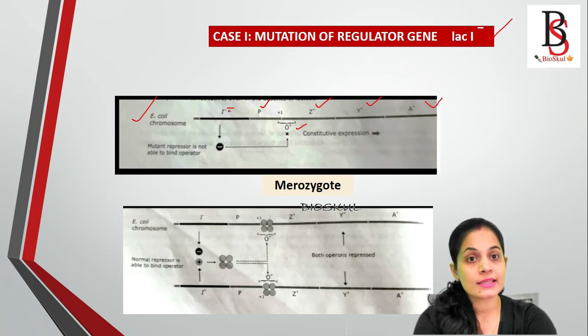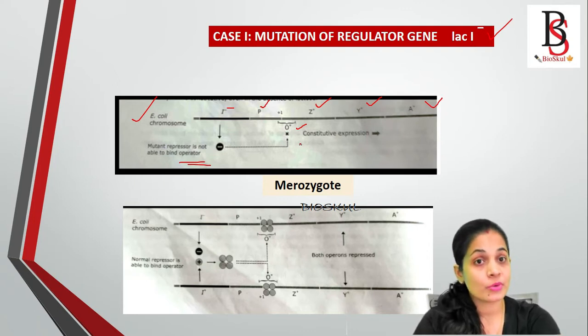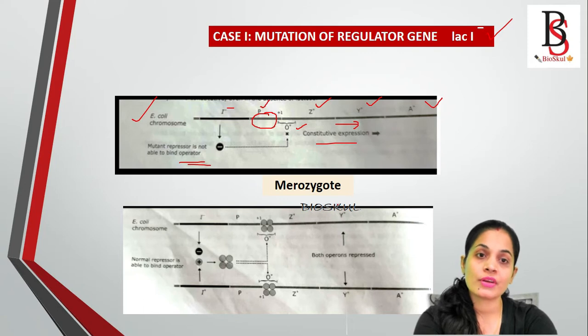The Lac I gene codes for the repressor, but now it is mutated, so it cannot produce the repressor protein. Or if it produces a mutant repressor, then that mutant repressor cannot bind to the operator region. If the repressor cannot bind to the operator region, then RNA polymerase will bind to the promoter region, which leads to continuous gene expression or constitutive expression.